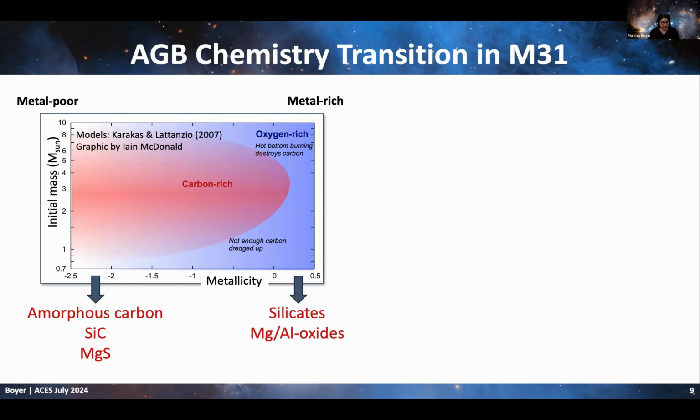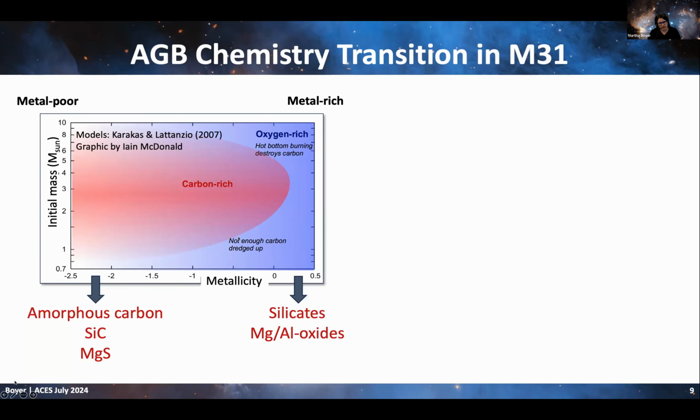If you look at this diagram of the initial mass versus metallicity, I think you saw a diagram similar to this from Ian yesterday. I didn't see his talk, but I think he was going to show something like this, so it should be familiar, hopefully. The idea is that there are different regions on this plot where you have carbon stars and different regions where you have oxygen-rich stars.